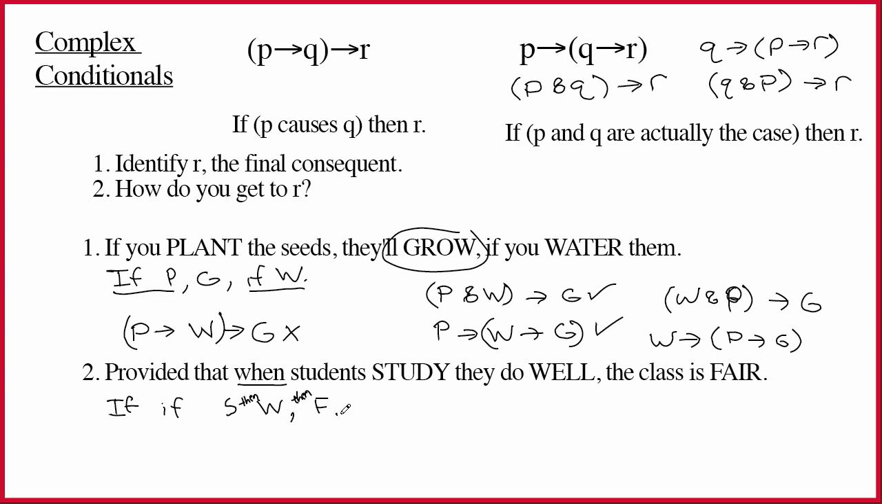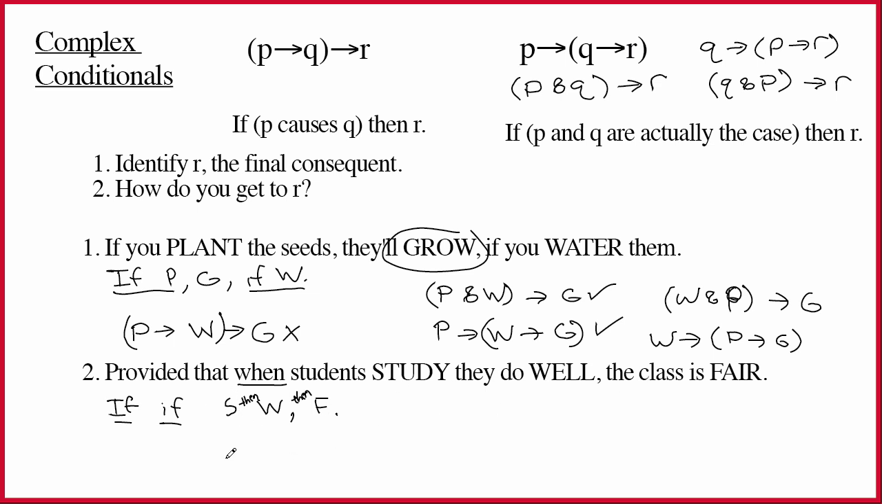Now, maybe you're seeing immediately what's going on in this case, but I would suggest that what you recognize is, oh, we have 2 synonyms for if here, and we've got 3 parts. That means we're playing the game of making this distinction. So, can we identify the R part of the sentence? And here it's good to read the sentence back to yourself and say, well, what is the final consequent or result of the entire sentence? Provided that when students study, they do well, the class is fair.